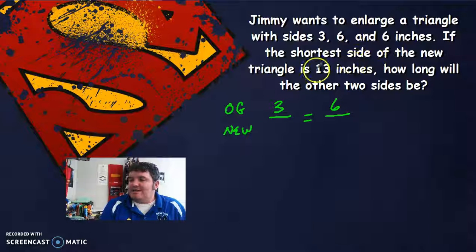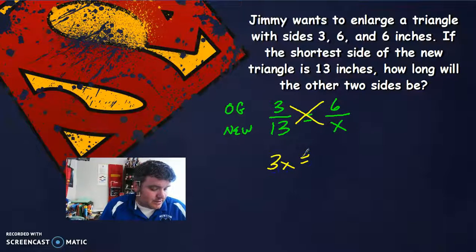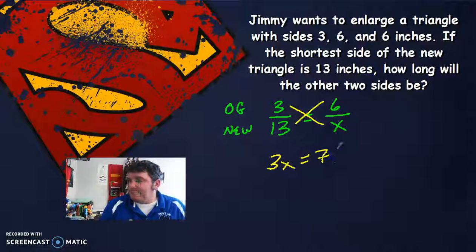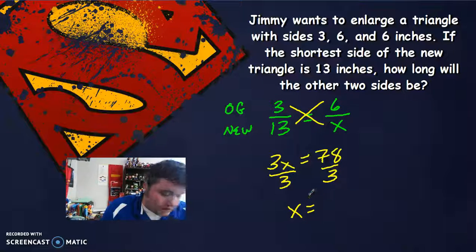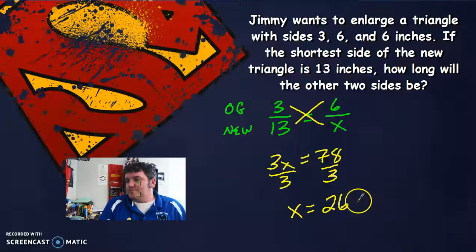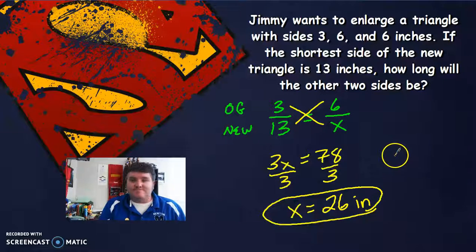The shortest side of the new triangle is 13. Well, again, short will go with short. So that's 13. So what I'm trying to find is this side. Cross multiply. That lets me know that 3x equals 13 times 6, which is 78. Divide by 3, and x equals 26. So the other two sides would both be 26 inches.